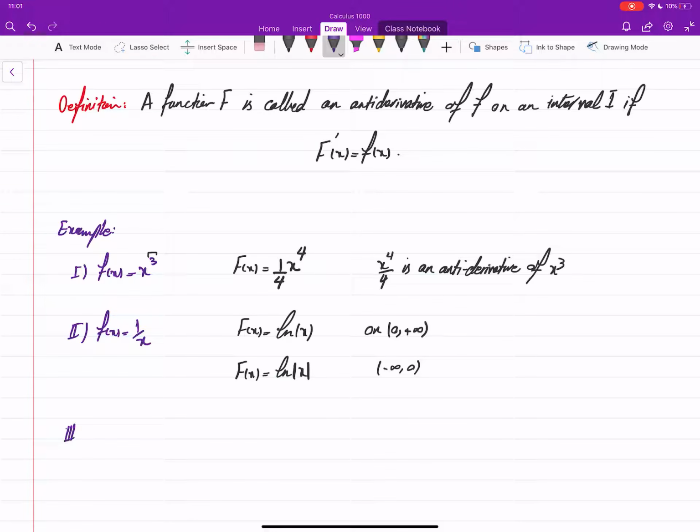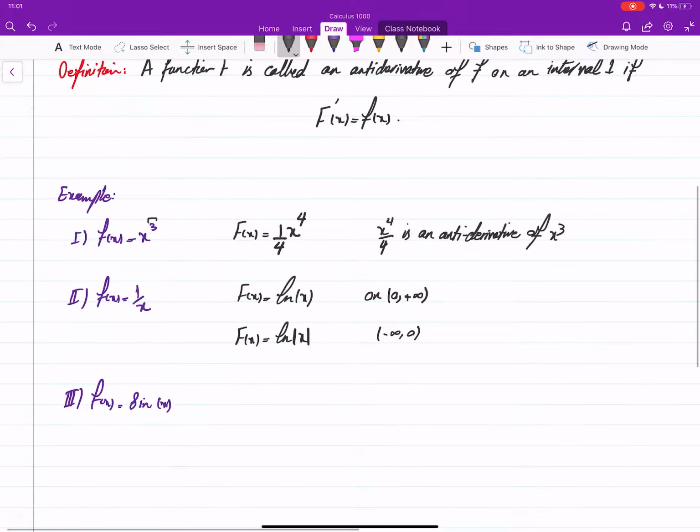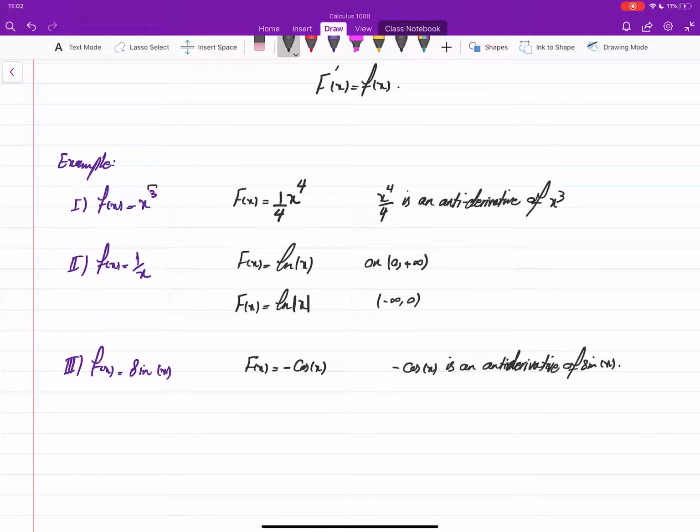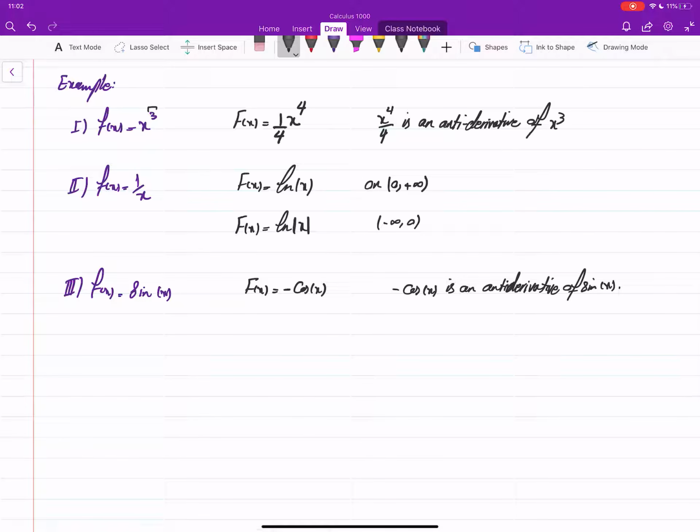Another example, a trig function: f of x is sine x. What is the antiderivative of sine x? In other words, what is the function such that when you differentiate it, you get sine x? Well, cosine x is a good candidate, but remember that the derivative of cosine x is minus sine x. To get rid of that negative sign, we have negative cosine x. So negative cosine x is an antiderivative of sine x. You have to always be careful not to confuse anti-differentiation with differentiation, and this is one of the good examples that show you have to be very careful.